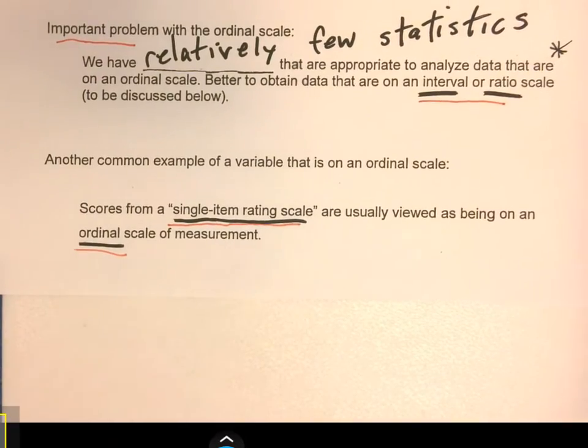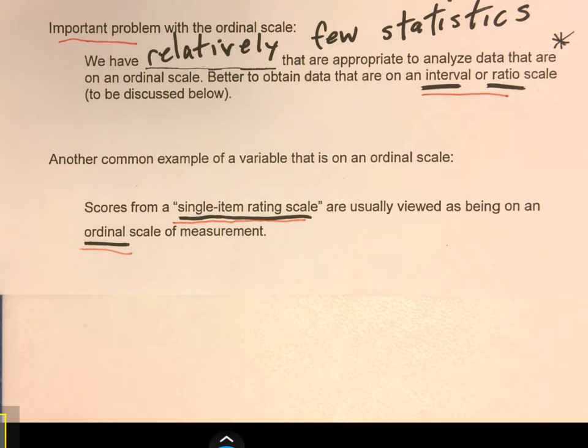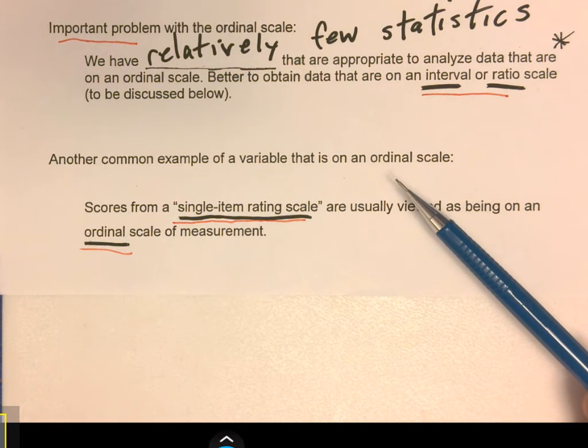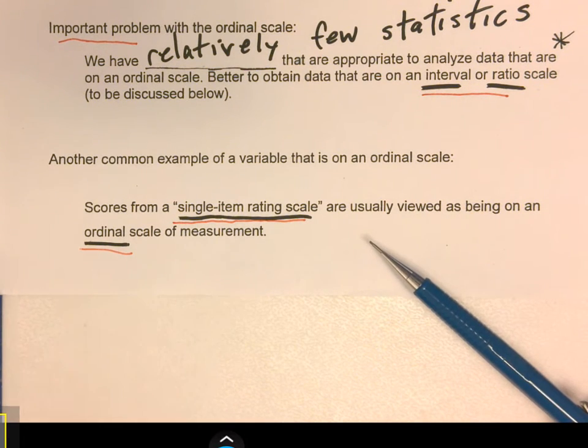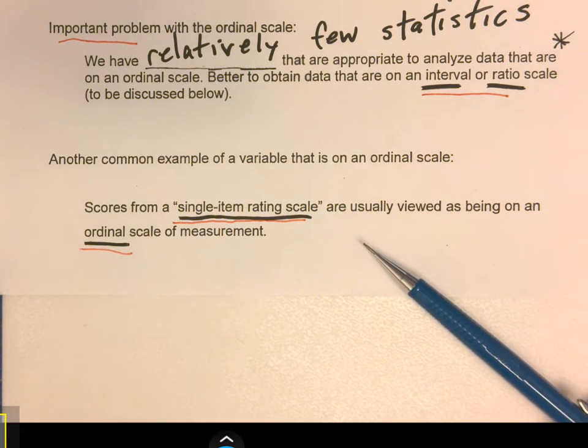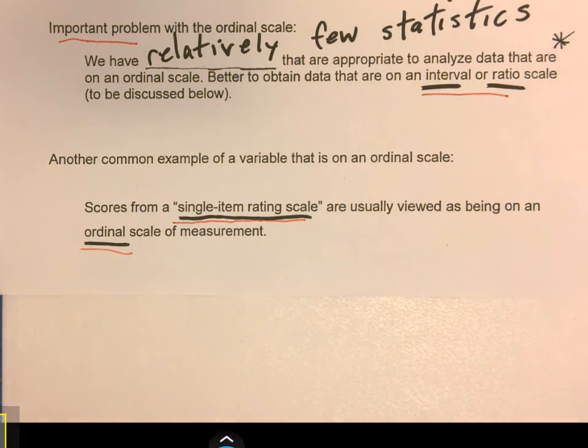I bring this up because there is a common rookie mistake that a lot of students make in their first experimental psychology class when they design their first experiment that involves this business of ordinal scale of measurement. A common example of a variable that's on an ordinal scale of measurement is scores on a single item rating scale. Most researchers, most statisticians will view these scores as being on an ordinal scale of measurement. What do you mean by that?